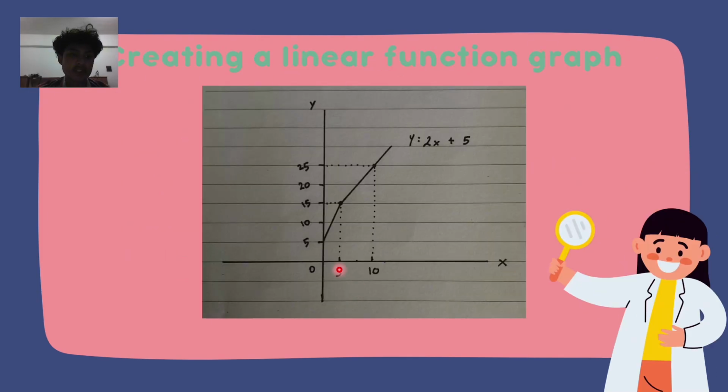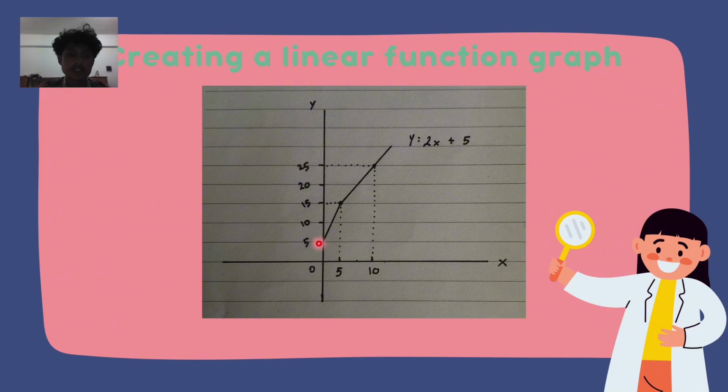Next, we make a linear function graph. From our previous work, we get 0.5, 5.15, and 10.25. The first one is 0.5. We put a dot here.